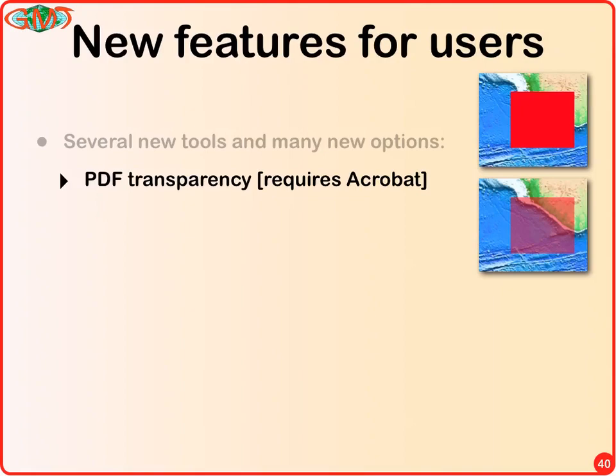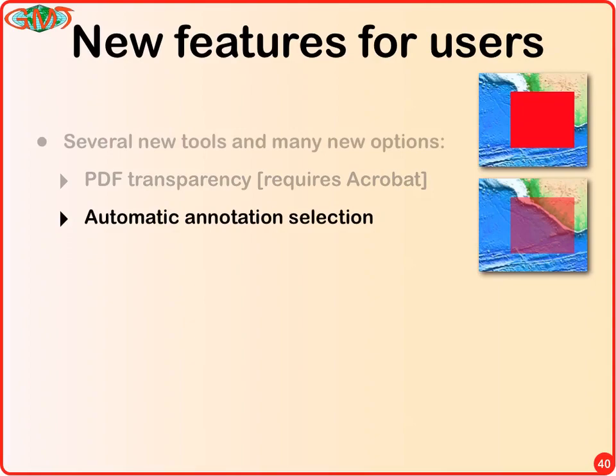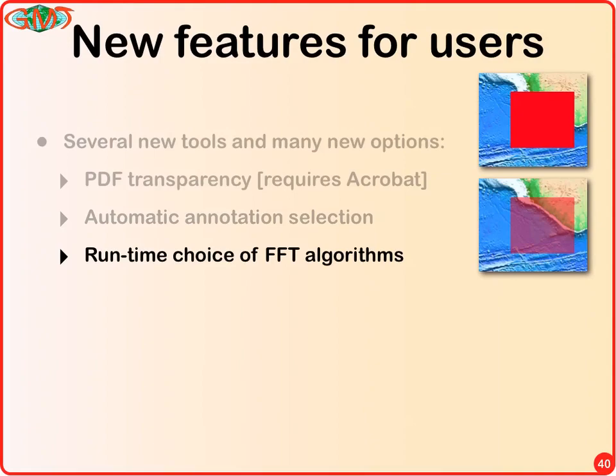So the top here is typically what you will see if you plot a red rectangle on a map. The second one says, I want this rectangle to be 50% transparent. And rendering this with a Distiller actually lets you do this. So that's cool. Automatic annotation selection, the -B option, if you know that, can now be automated.